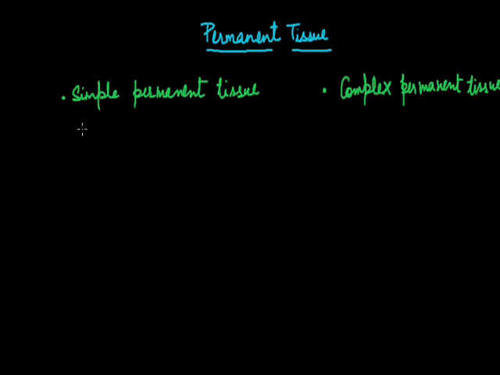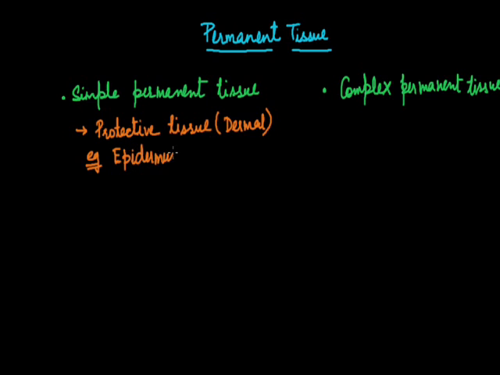And in simple permanent tissue, we have discussed the protective tissue, which can also be called the dermal tissue. And in this we have discussed the epidermis, the outermost single cellular layer of the plant part. We have also discussed a second type of protective tissue, that is known as cork.